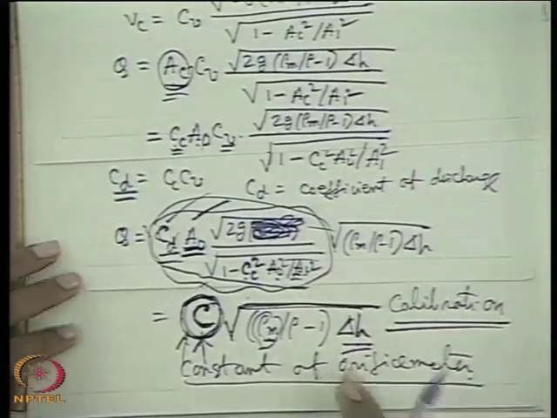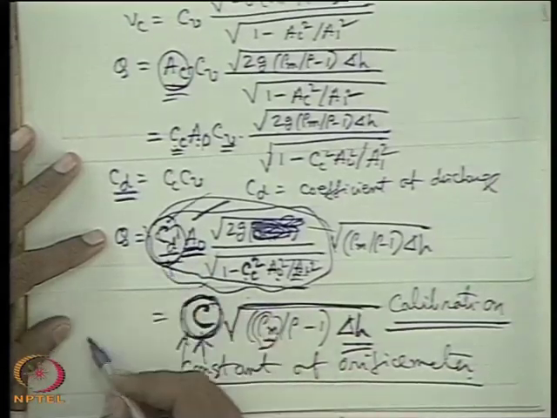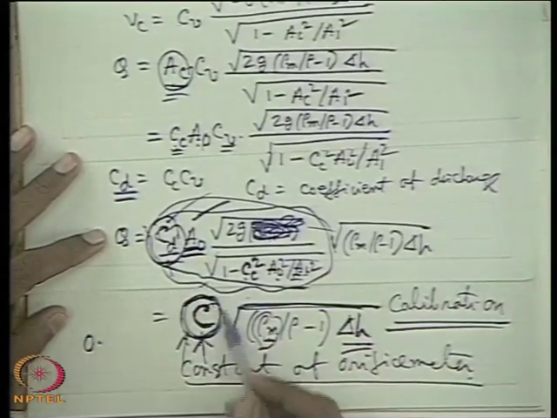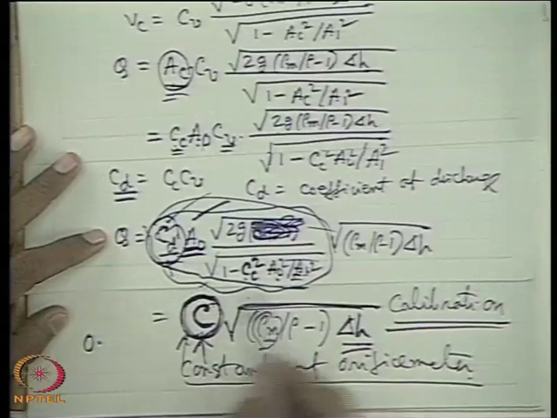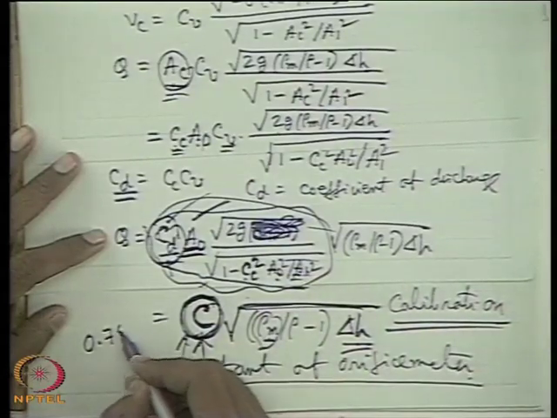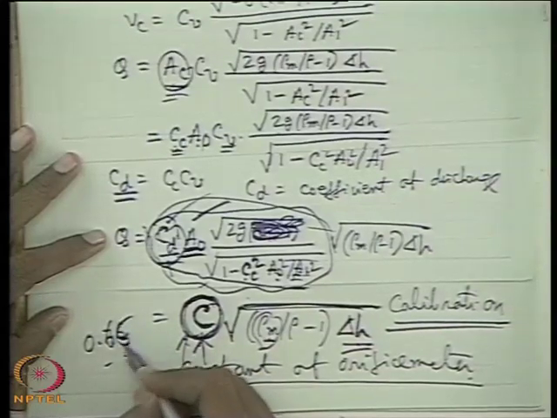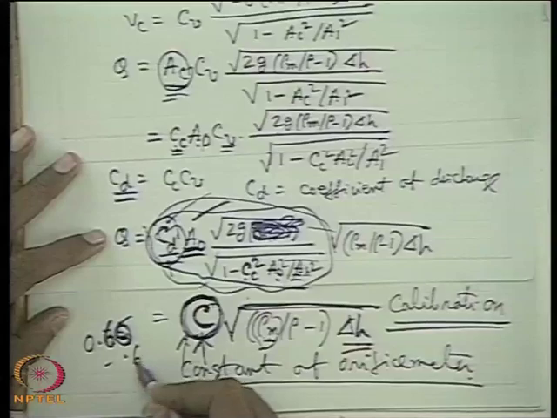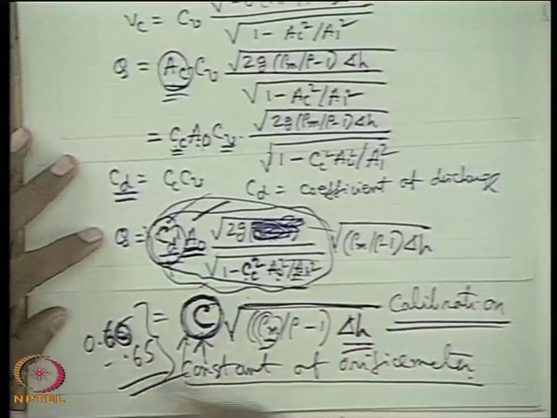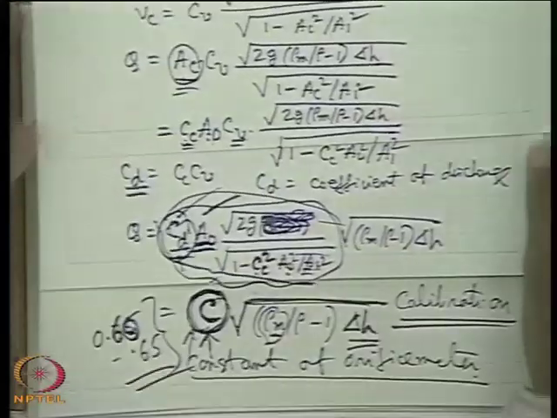So usually the value of CD for an orifice meter varies, considering A0, A1, usually in the range from 0.60 to 0.65. This is the value of CD for the orifice meter.